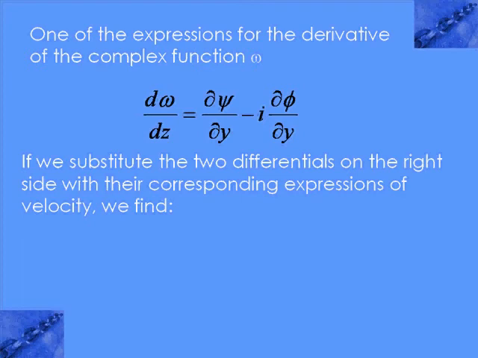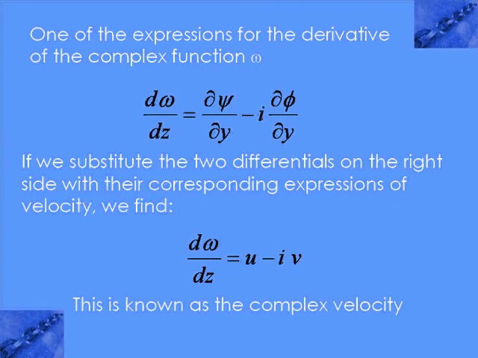One of them, in fact, the partial derivative of psi with respect to y, is the velocity along the x-axis, whereas the partial derivative of phi with respect to y is the velocity in the y-axis. So this equation could be replaced by u minus iv. And this one is called the complex velocity.